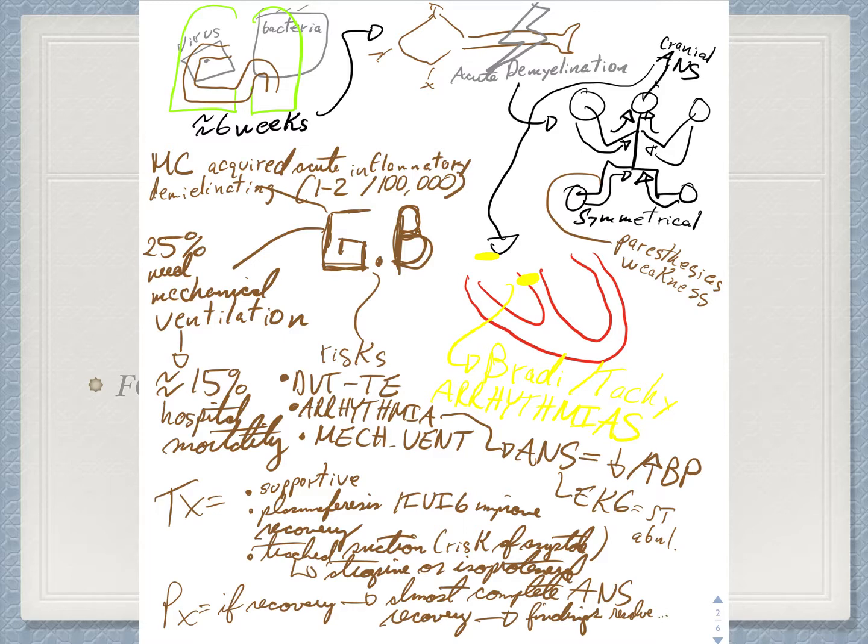25% of Guillain-Barré patients need mechanical ventilation. Around 15% of hospitalized patients for Guillain-Barré will die, 15% mortality. Some risks associated to it are DVT and thromboembolism, arrhythmia, and mechanical ventilation. Treatment is mainly supportive. You could help these patients out in severe cases with plasmapheresis or IV immunoglobulin. This might help some in the recovery of the patient.